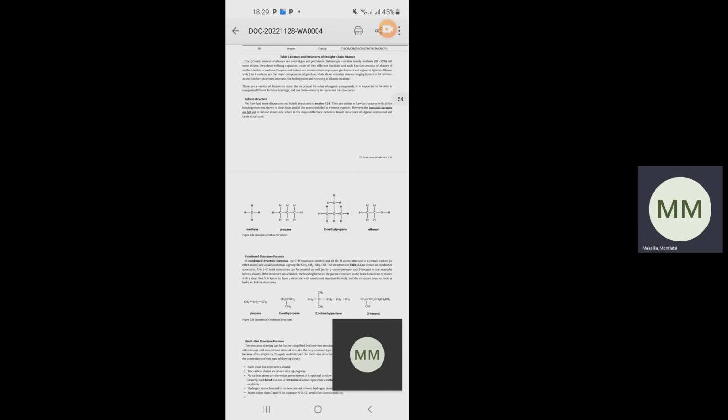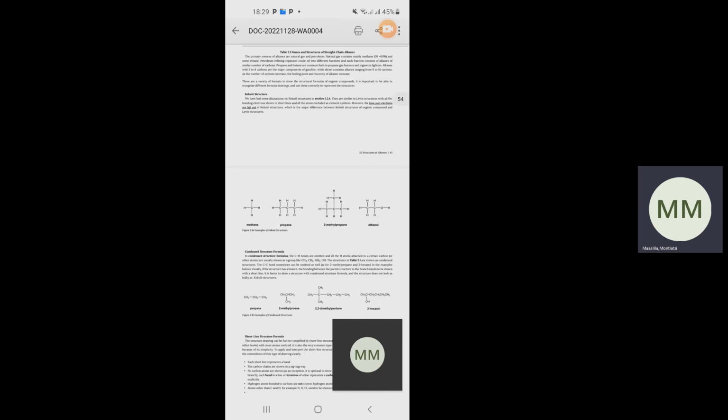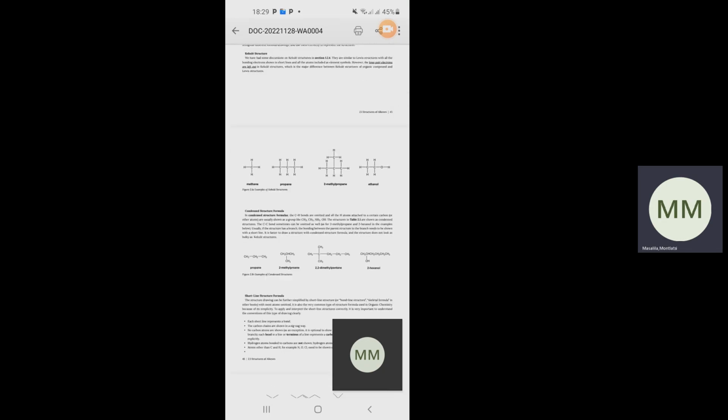The structures which we have. We have a structure called the Kekulé structure. But this is just a structure we used to draw. You see their structure, a methane, they just have the arrows, these are there. So this is an example of a Kekulé structure.